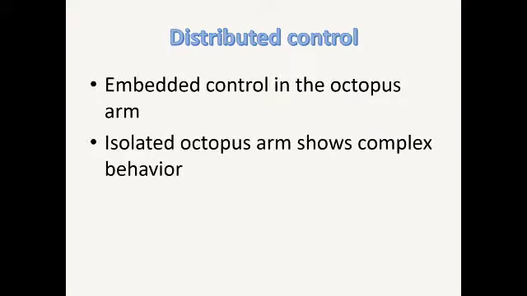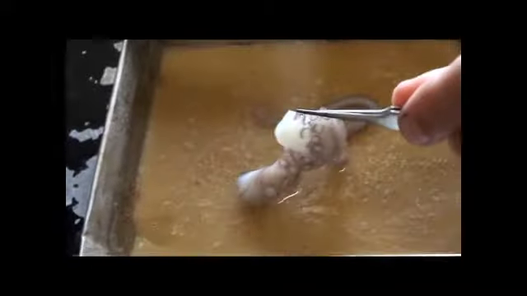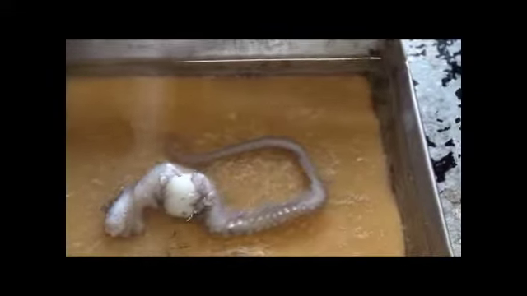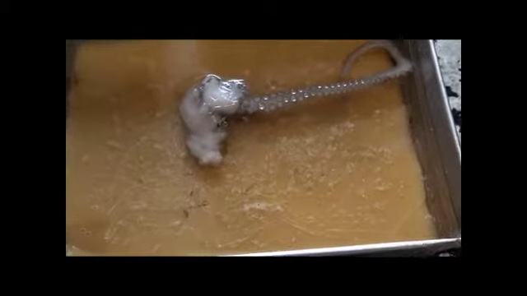An isolated octopus arm shows complex behavior. It continues to live for more than an hour after amputation, and in this time it shows very complex behavior. And I'm not speaking about simple movements like we see in the lizard tail that wiggles for a few minutes after it's disconnected from the body. I'm speaking about really complex behavior. The arm can even detect food items and responds differently to them relative to what it responds to other items. So this is one example of a unique motor control strategy.